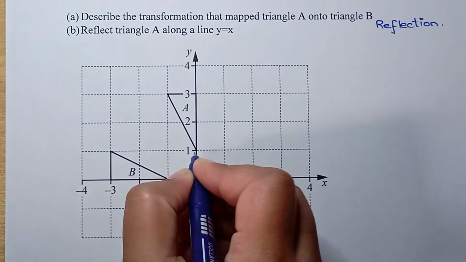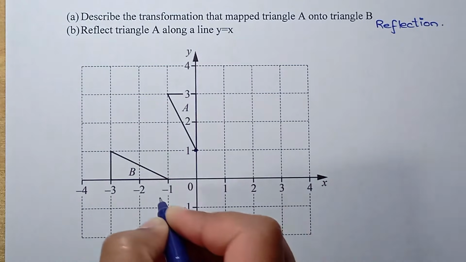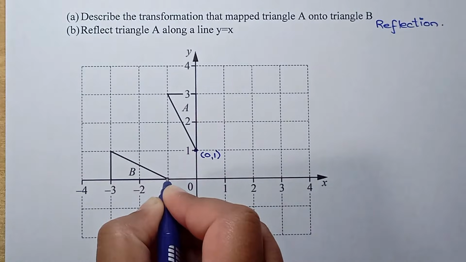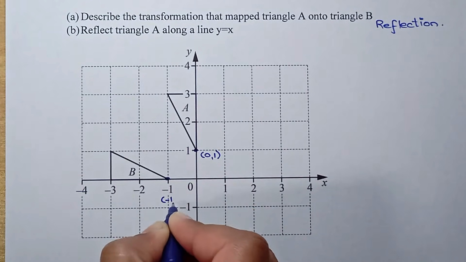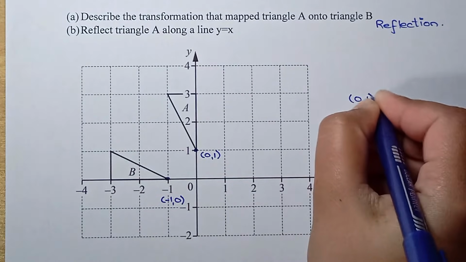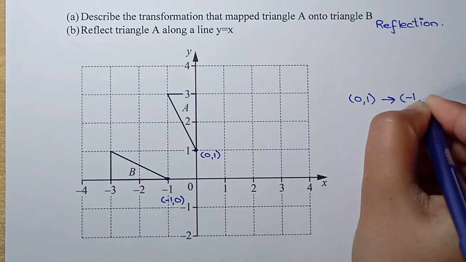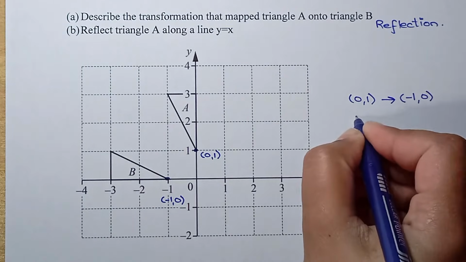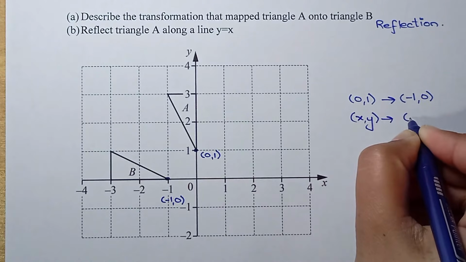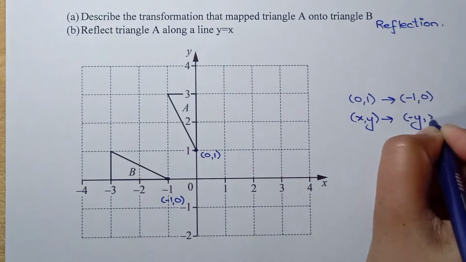As you can see, the point on A is this point, where x is 0 and y is 1. And this is a point on B. Here x is -1 and y is 0, right? So the point (0, 1) changes to the point (-1, 0). It means the point (x, y) changes to the point (-y, -x).